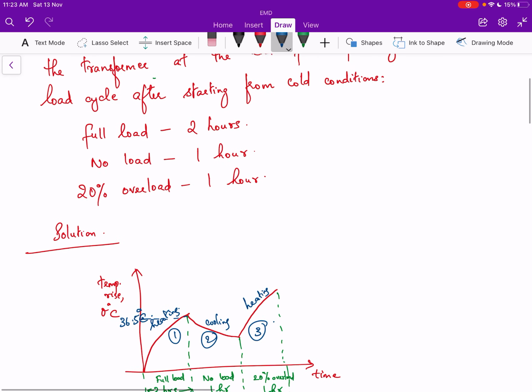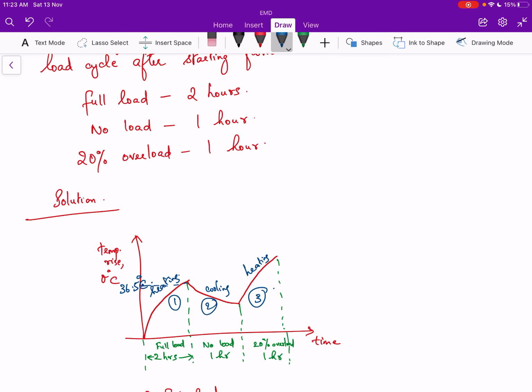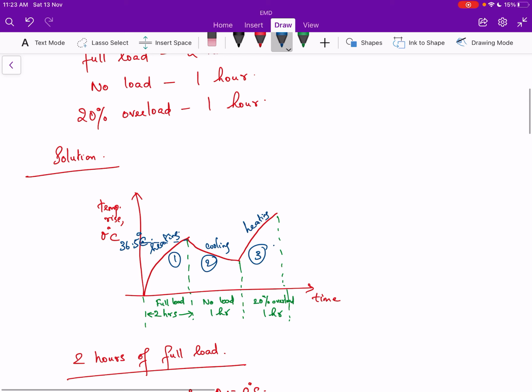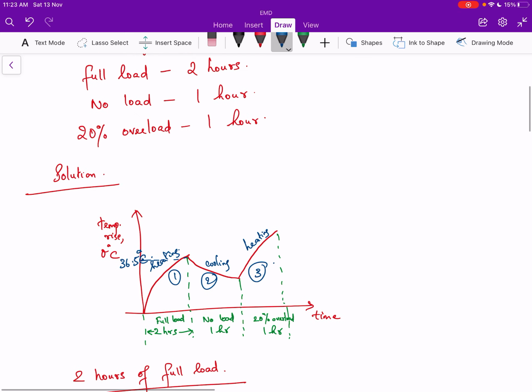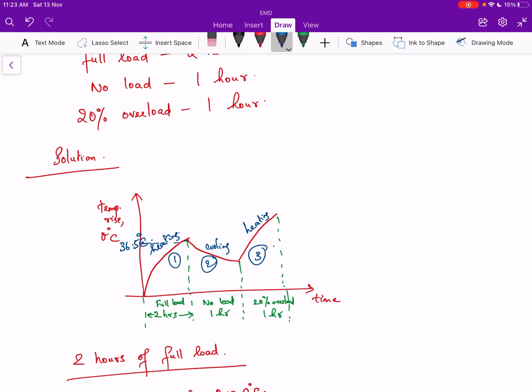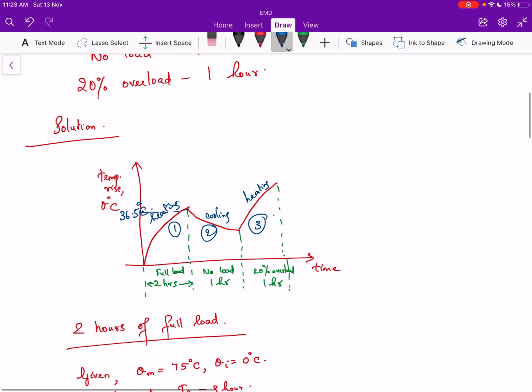So we can draw the variation of temperature rise with time. The first region indicates the full load portion, that is for 2 hours, so that corresponds to heating. And the second portion corresponds to no load for 1 hour, so that corresponds to cooling. And the third portion is 20% overload for 1 hour, so that corresponds to heating. So first let us consider the first portion of the load cycle, that is full load for 2 hours.